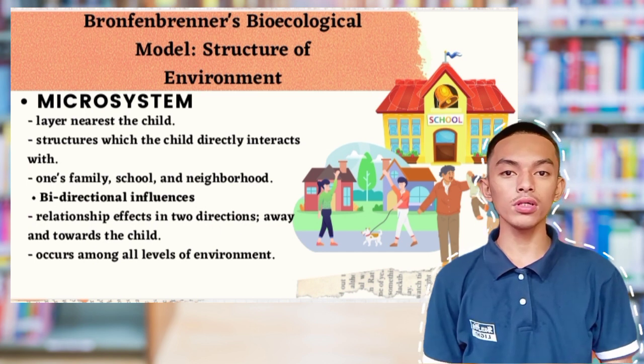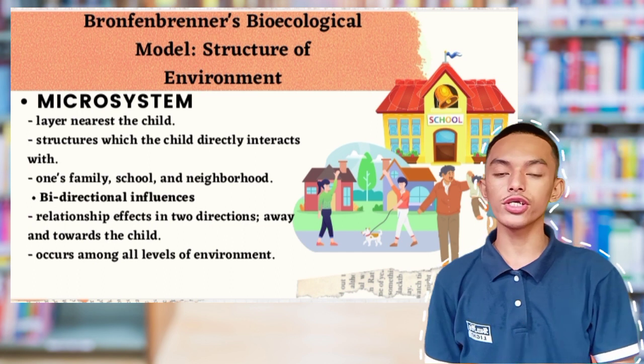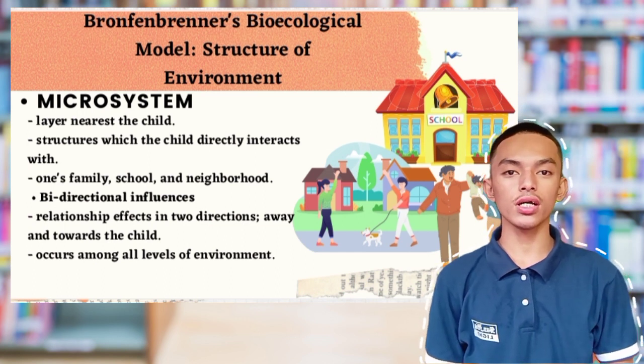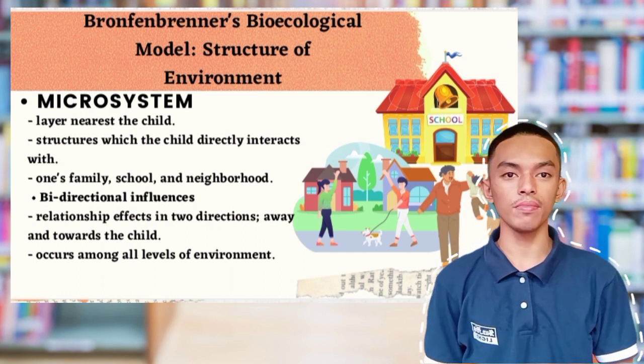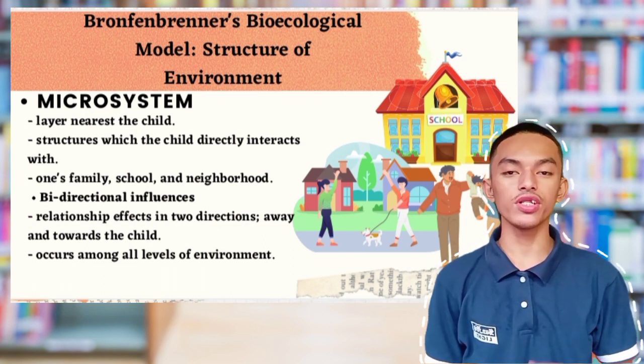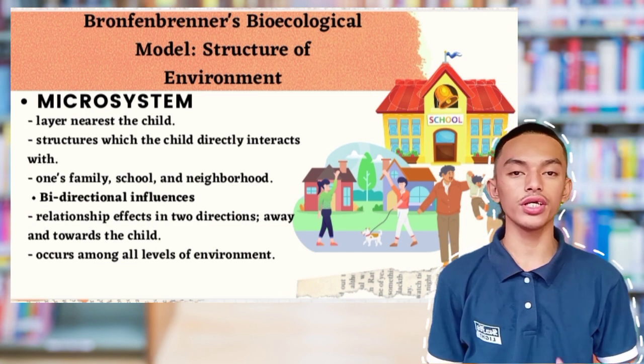For example, the child interacts with his or her parents, attends school, and visits his or her neighborhood. Basically, the microsystem is the first layer or the first environment that the child interacts with.